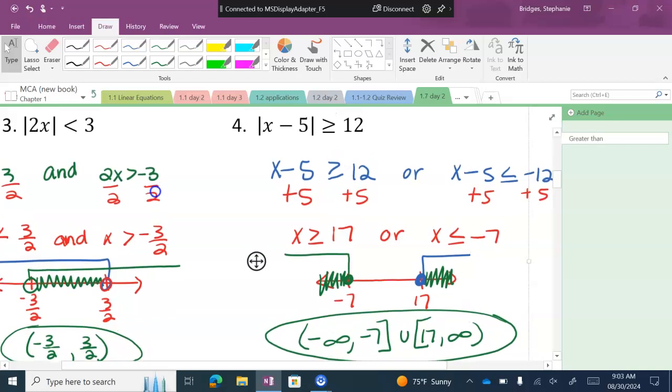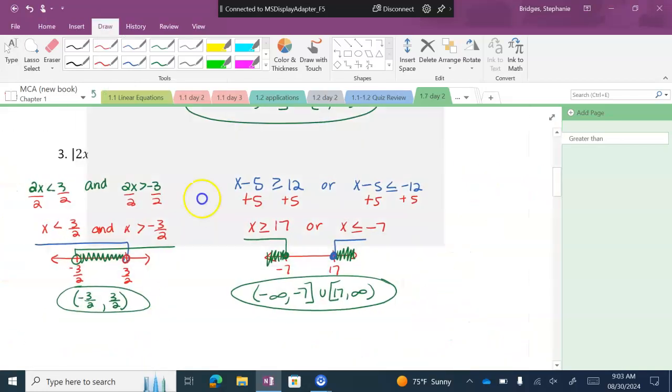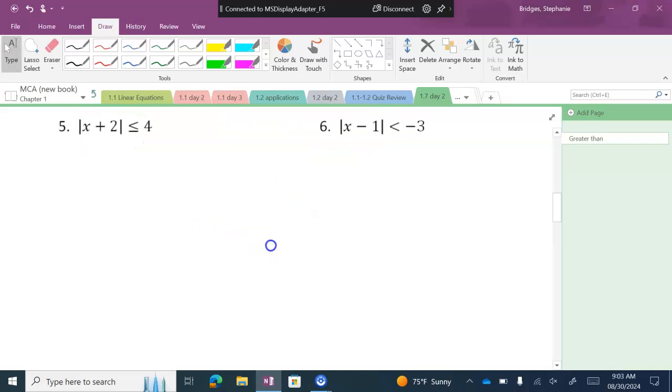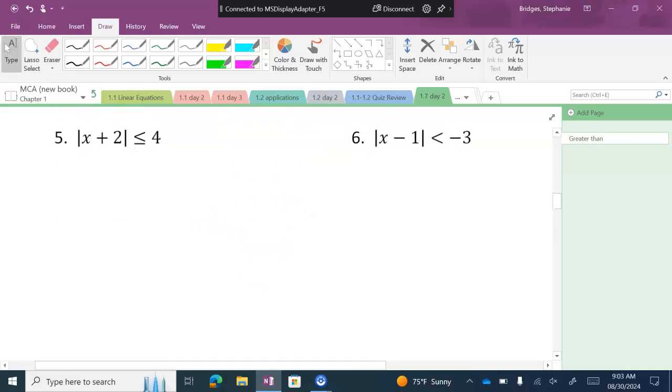Again, be careful. Don't move that 5 first. You have to set up your two inequalities because that 5 is inside the absolute value. I would like for you to try both of these. Just be careful with 6.